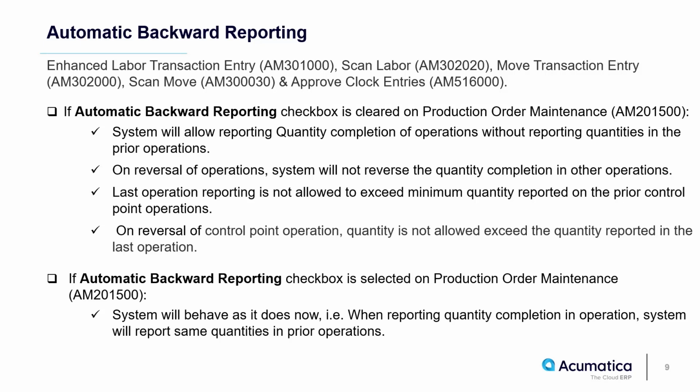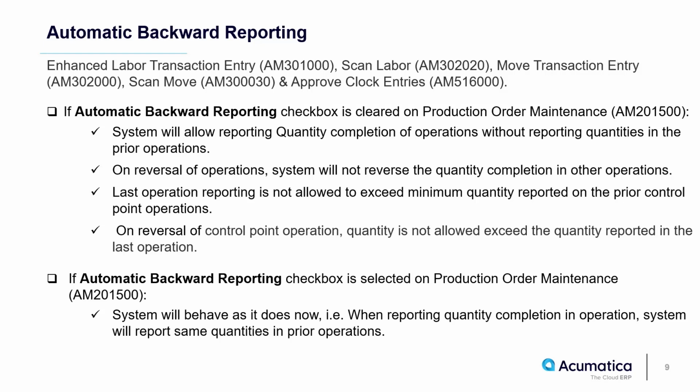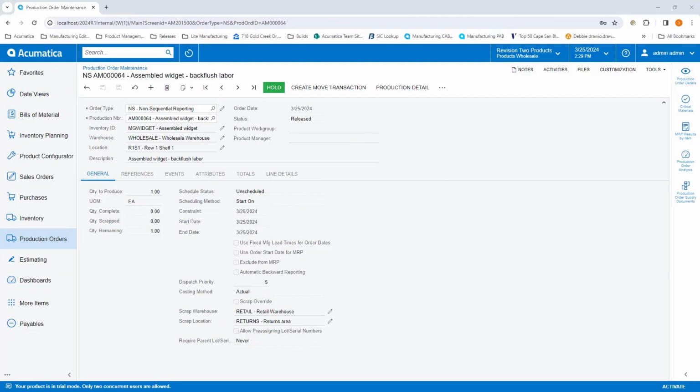Also on reversals, an operator cannot exceed the quantity reported in the last control point operation. The last operation, however, is not allowed to exceed the minimum quantity reported on the prior control point operation, since the last operation puts the item into inventory. If the automatic backward reporting checkbox is selected, the system will behave as it did prior to this enhancement and will force sequential reporting.